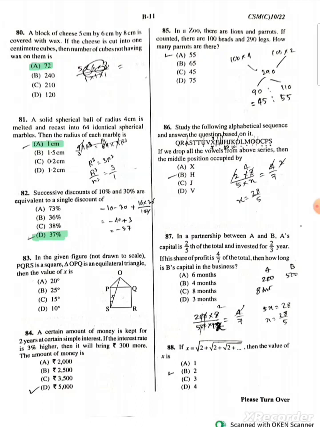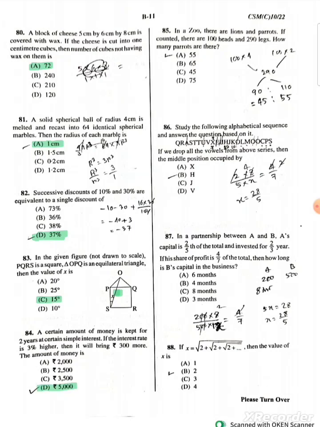In this question you have to find out the value of x and it is 15 degree. A certain amount of money is kept for 2 years at certain simple interest. If the interest rate is 3% higher, then it will bring rupees 300 more. The amount of money is 5,000.